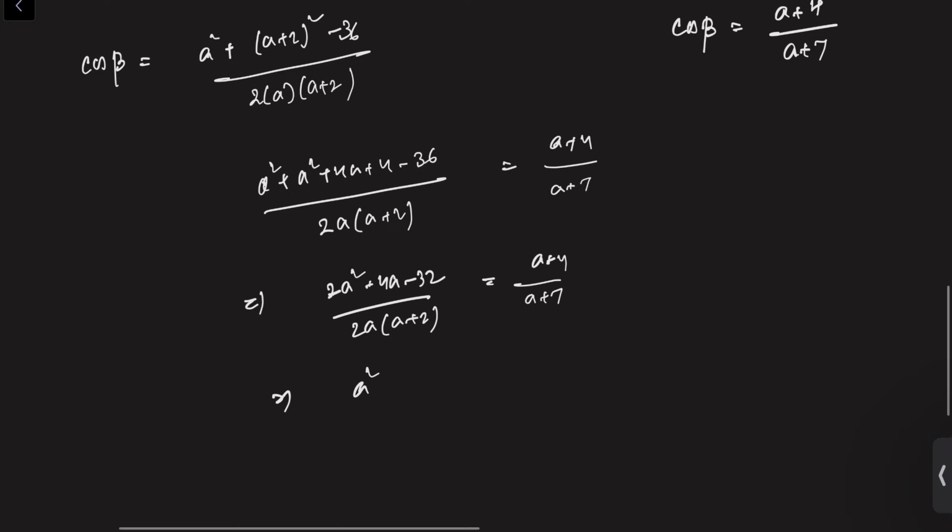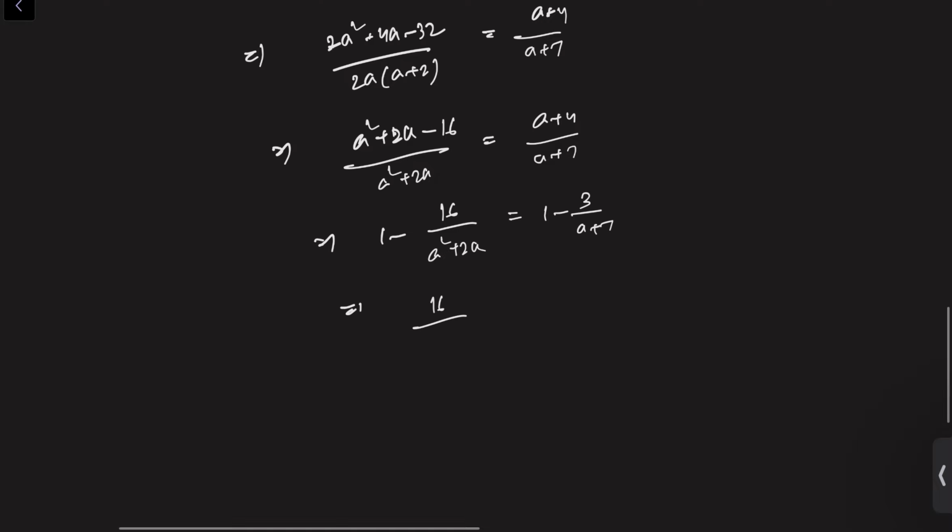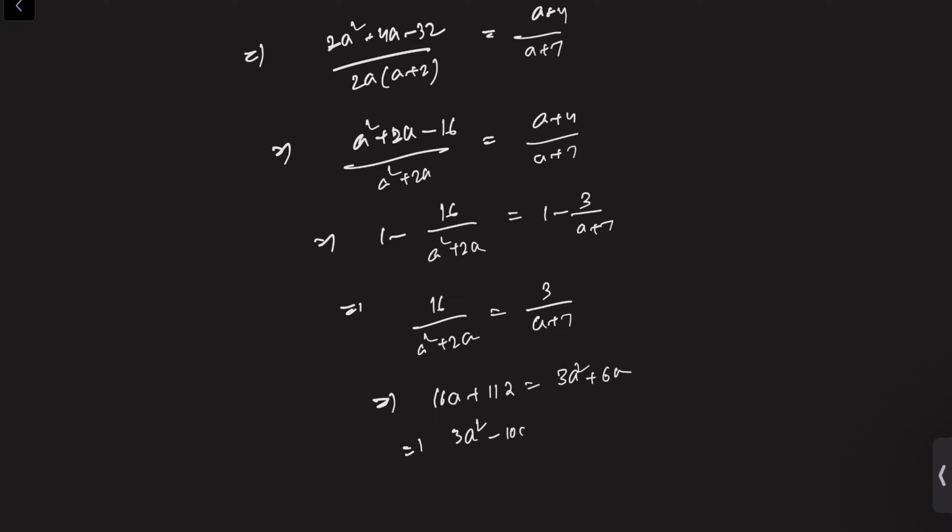So that means (a square plus 2a minus 16) by (a square plus 2a) is nothing but (a plus 4) by (a plus 7). So that means 1 minus 16 by (a square plus 2a) is nothing but 1 minus 3 by (a plus 7). So that means 16 by (a square plus 2a) is 3 by (a plus 7). So 16a plus 112 equals 3 times (a square plus 6a)... which means we have 3 times a square minus 10a minus 112 equals 0.